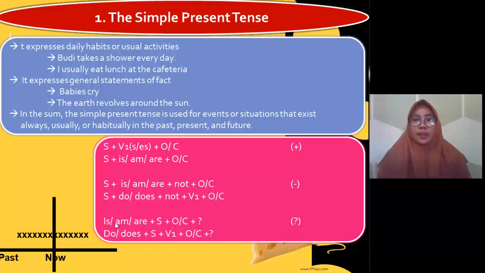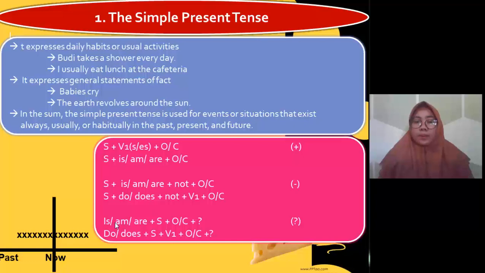So in this sentence, we can see that Budi always takes a shower every day. We can see it from the verb. Here, the tense uses verb 1 plus s. Because in present tense, after the verb you can use s or es for a singular subject, but if the subject is plural, you do not need to put s or es in your sentence.